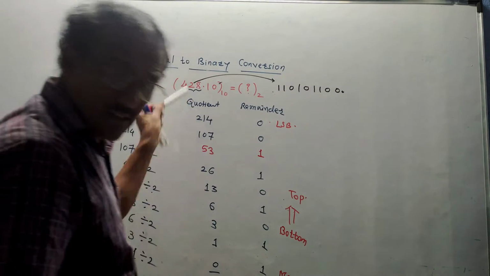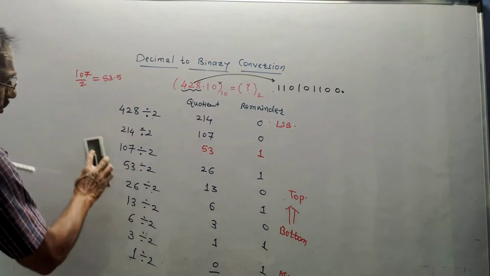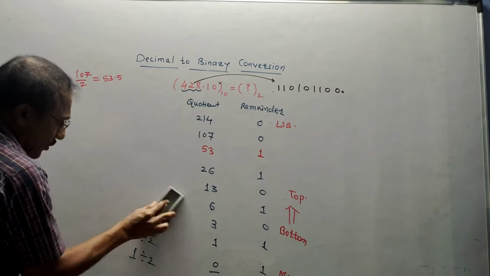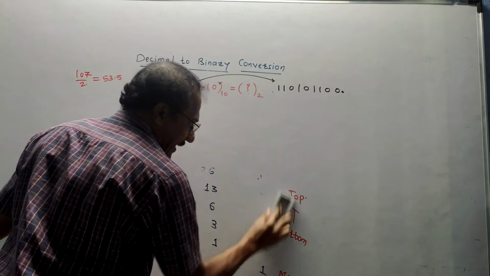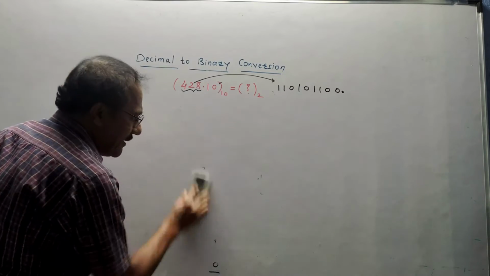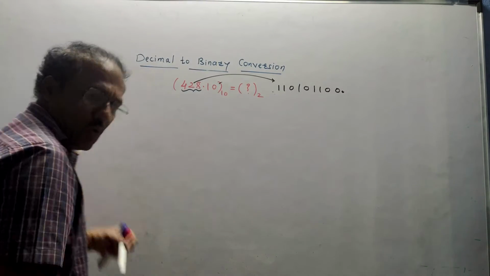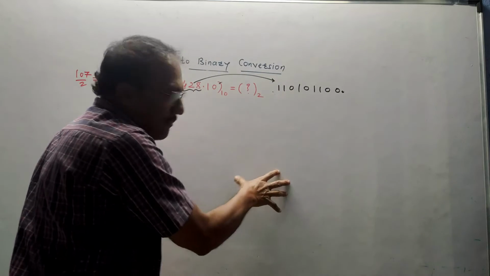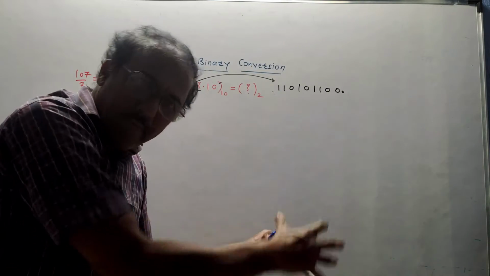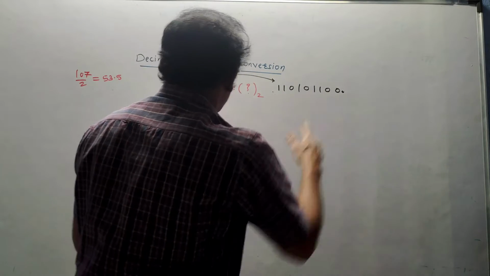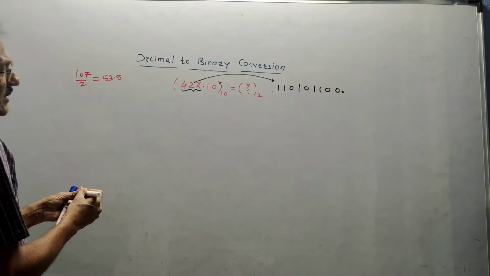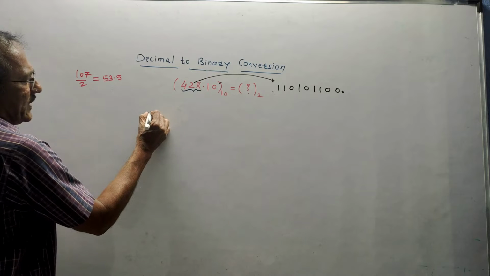Now for the fractional part, the rule is slightly different. Do remember it like this. What we did for the integer part: we divided the available number, that means the quotient, by 2 every time, and we wrote the remainder, and we collected all the remainders from bottom to the top, and that gave the answer of the integer part. Now consider the fractional part. How to do the calculation for the fractional part?